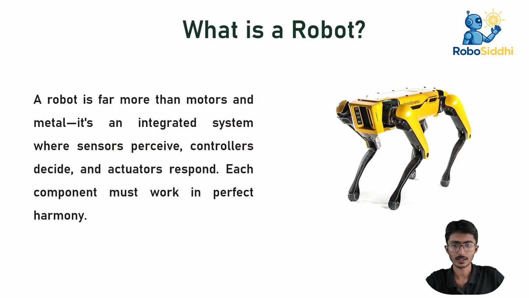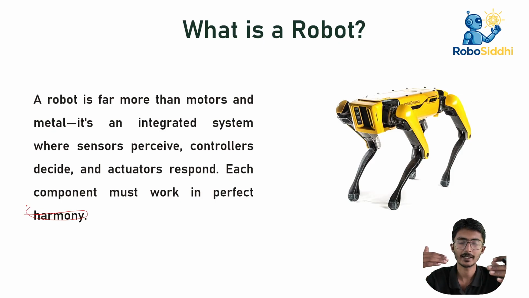Let's see how. A robot is far more than motors and metal. If you think like a robot, what is a robot doing? It's doing intelligent tasks, like sorting packages at Amazon facilities. Amazon uses so many robots. Amazon also has a different child company called Amazon Robotics. We will talk about it later. A robot is far more than motors and metal. It's an integrated system where the sensors perceive, controllers decide, and actuators respond. Each component must work in perfect harmony. So it's all about harmony.